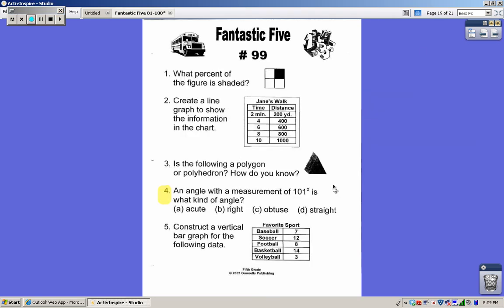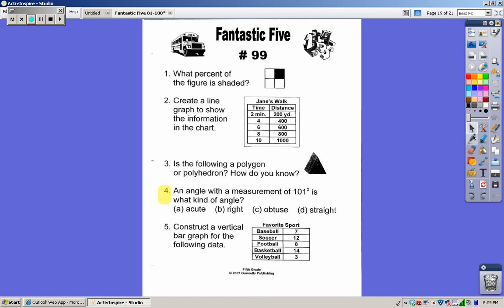The angle that is measuring 101 degrees would have to be an obtuse angle, because anything over 90 degrees, our right angle, is going to be obtuse. And we looked at that today in class. We talked about how we made those big arms like obtuse things. Straight angles have 180 degrees, and acute have anything less than 90 degrees.